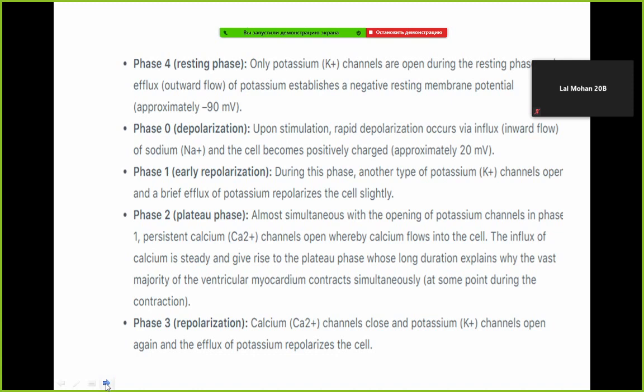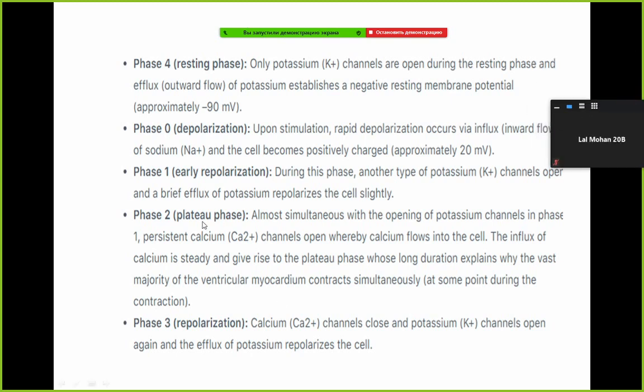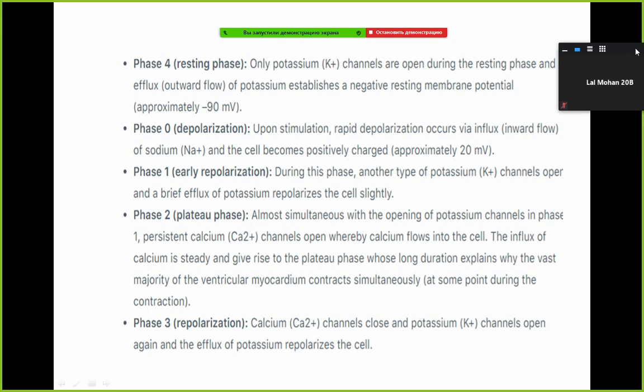So the action potential consists of 4 phases. The first phase, phase 4, the resting phase: only potassium channels are open during the resting phase, and efflux, outward flow of potassium, establishes a negative resting membrane potential. Then follows phase 0, depolarization. Upon stimulation, rapid depolarization occurs via influx, inward flow of sodium, and the cell becomes positively charged.